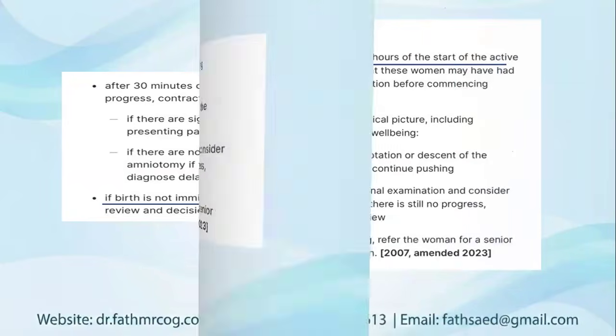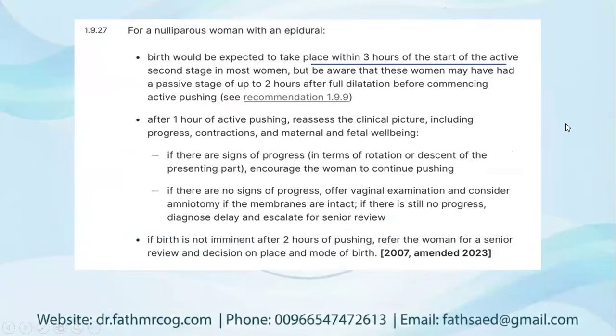This is the one I want to tell you about. Read this one. So with epidural, how many hours do you want? After that, you will intervene if the CTG is fine and the patient is fine. For nulliparous with an epidural: for a nulliparous woman with an epidural, birth would be expected to take place within 3 hours of the start of the active second stage in most women. But be aware that these women may have had a passive stage of up to 2 hours after full dilation before commencing active pushing. After 1 hour of active pushing, reassess the clinical picture, including progress, contraction, and maternal and fetal well-being. That is why we selected the answer.